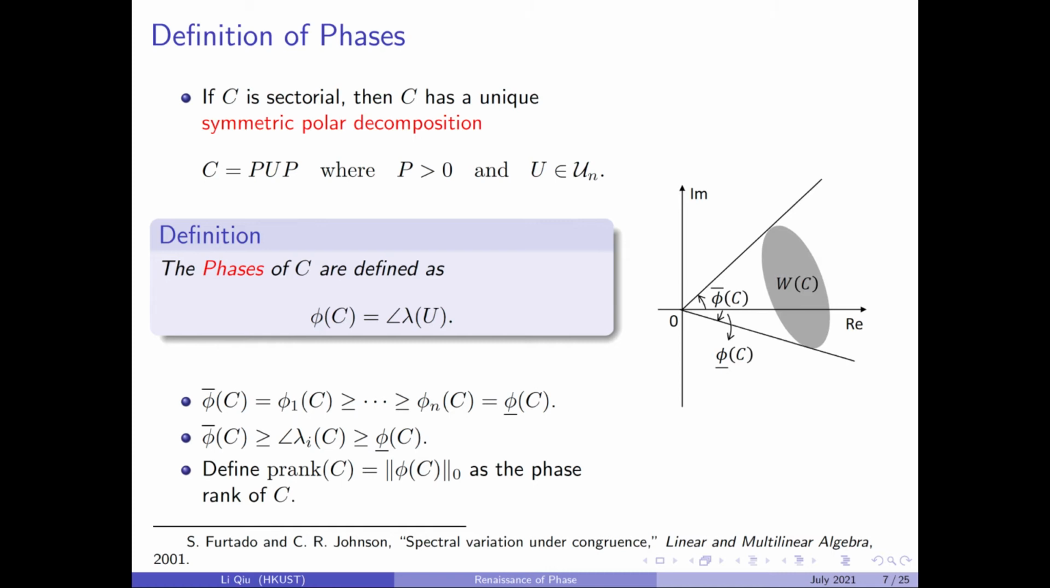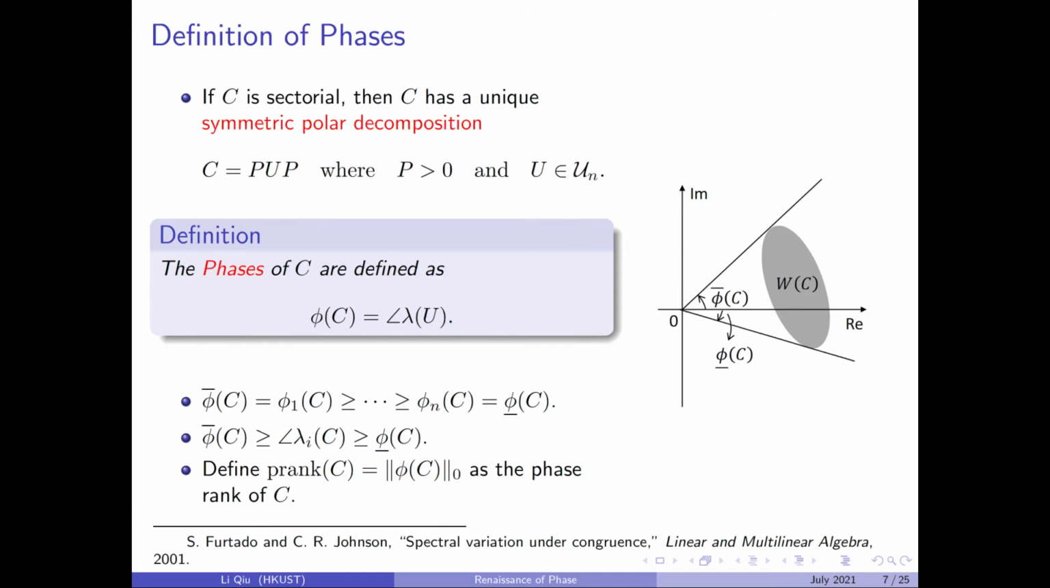So if a matrix is sectorial, just like this, where its numerical range is away from the origin, then C has a unique so-called symmetric polar decomposition. Now we just forget about the original polar decomposition. We look at the symmetric polar decomposition. The decomposition looks like this: C is written as PUP. U is unitary and there are two P's on both sides, so that's why it's called symmetric. The P is not on one side. P is actually just a positive definite matrix.